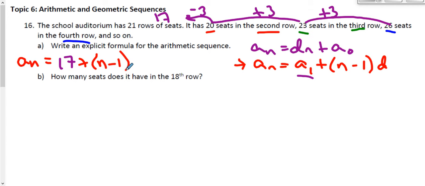I don't know what n is. We're not asking about a specific row here. Times the common difference. And the common difference we just discovered is the number positive 3. We add 3 every time, so times 3.